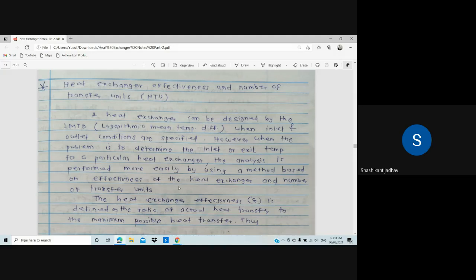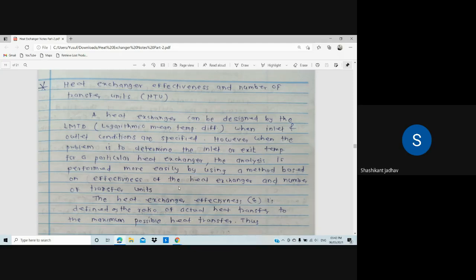So all of you write down what is the use of this method, that is heat exchanger effectiveness and number of transfer units. Number of transfer units is denoted by capital NTU. Okay, so all of you write down. Next line: a heat exchanger can be designed by the LMTD, in bracket logarithmic mean temperature difference.